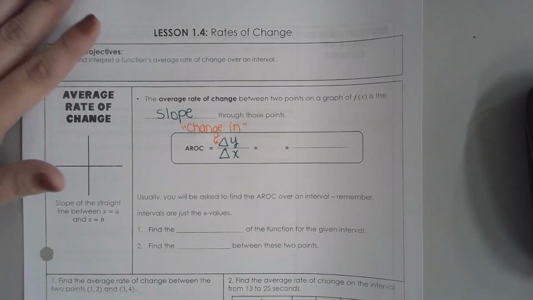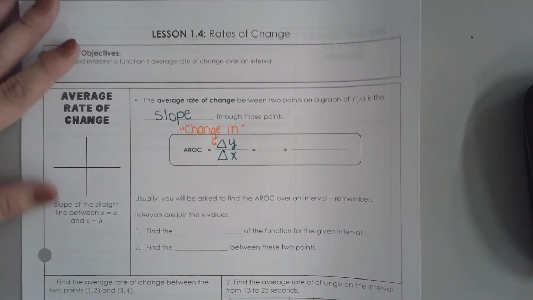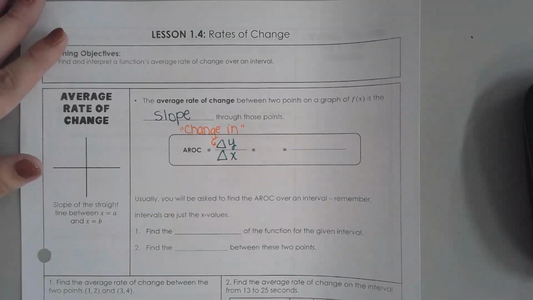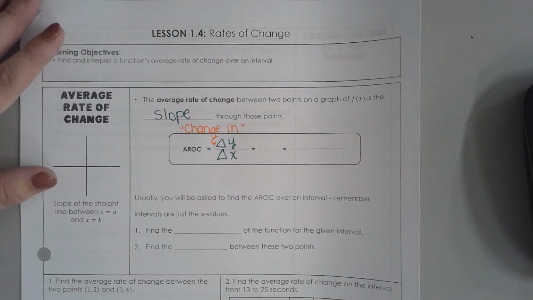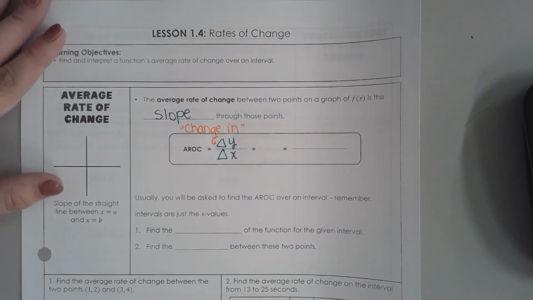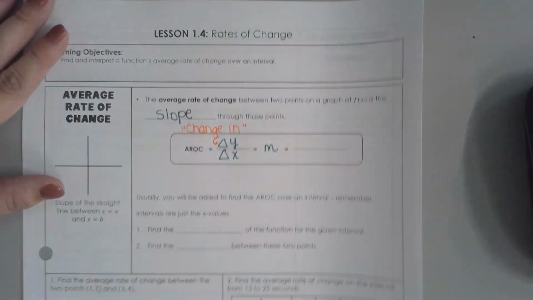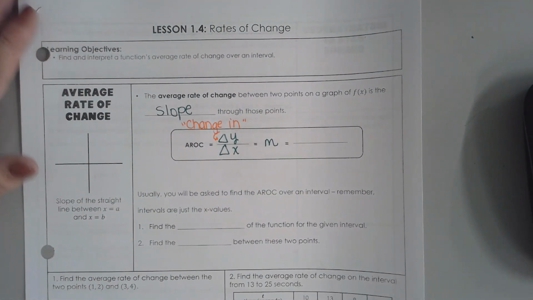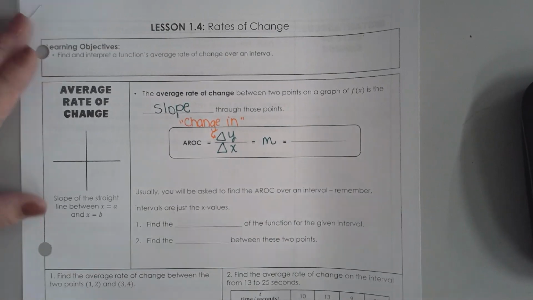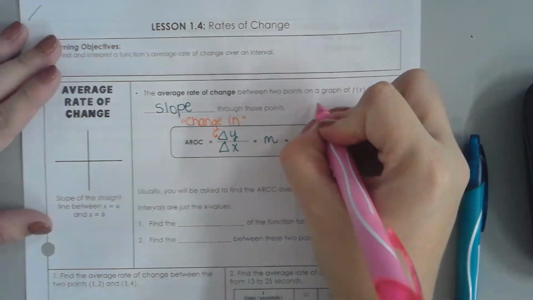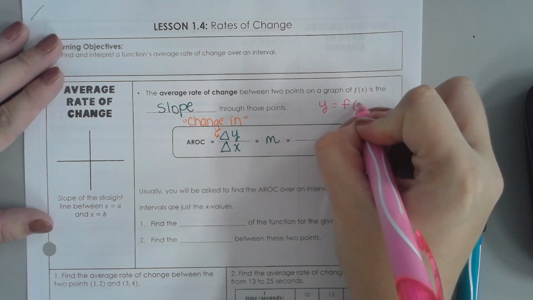When looking at the equation of a line, what letter represented slope? M. Y equals mx plus b. Your m is your slope. You also learned y2 minus y1 over x2 minus x1, which is essentially the formula that we're going to use. But instead of using y when we're talking about functions, we always use f of x.